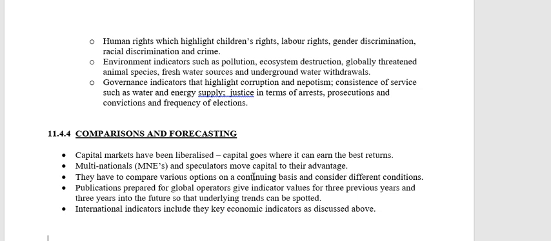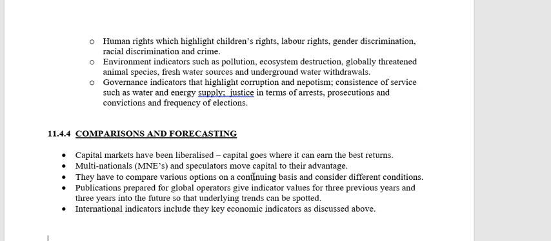So they are less likely to provide financing if the government doesn't seem to care about environmental sustainability. And then lastly, very importantly, they look at certain governance indicators. So they look at how exactly the country is being run. Okay, specifically they look at corruption and nepotism. They look at the consistency in service delivery in terms of water and electricity. They look at the justice systems.